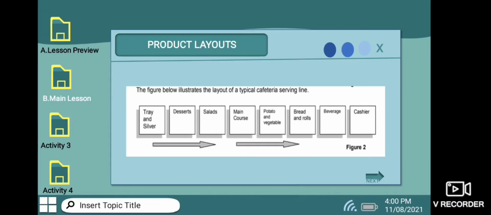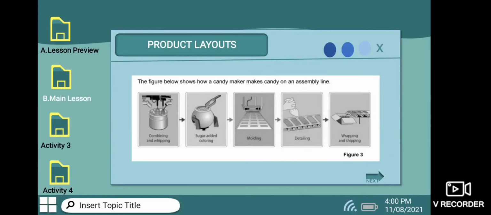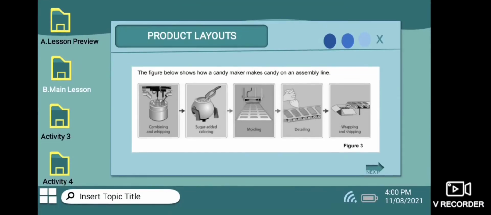So next, the figure below shows how a candy maker makes candy on an assembly line. First, combining and whipping. Second, sugar-added coloring. Next, molding. Then fourth, detailing. And fifth, the final stage, wrapping and shipping. Next one. So they are alike.